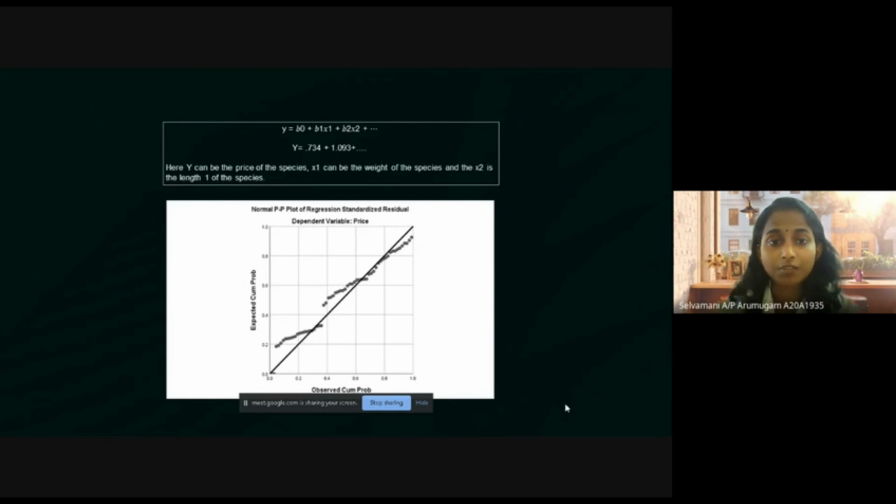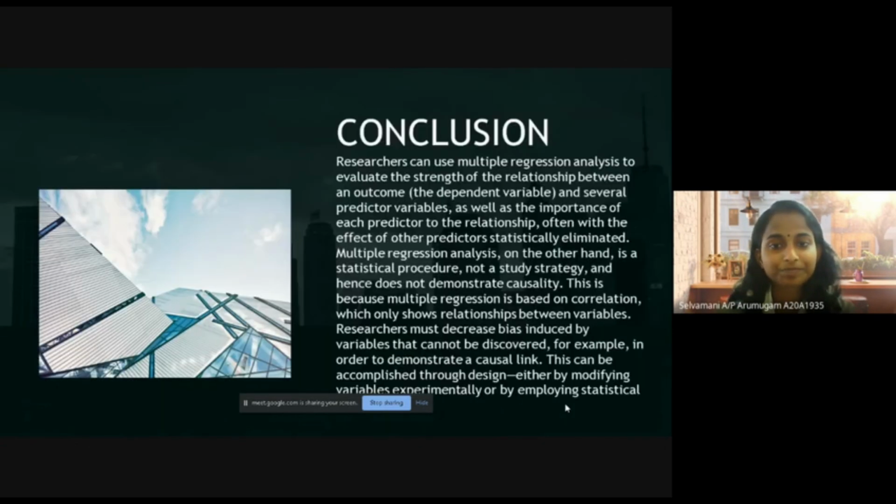Here y can be the price of the species, x1 can be the weight of the species, and x2 is the length of the species. And the conclusion: researchers can use multiple regression analysis to evaluate the strength of the relationship between an outcome, the dependent variable, and several predictor variables, as well as the importance of each predictor to the relationship, often with the effect of the other predictors statistically eliminated. Multiple regression analysis, on the other hand, is a statistical procedure, not a study strategy, and hence does not demonstrate causality. This is because multiple regression is based on correlation, which only shows relationships between variables.